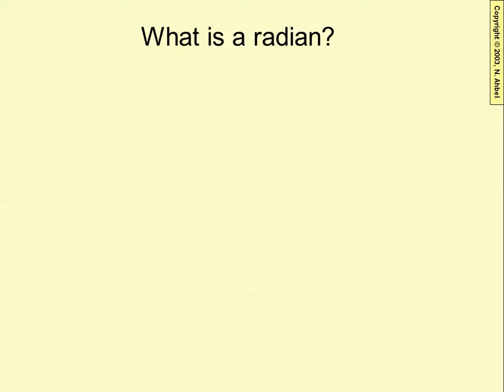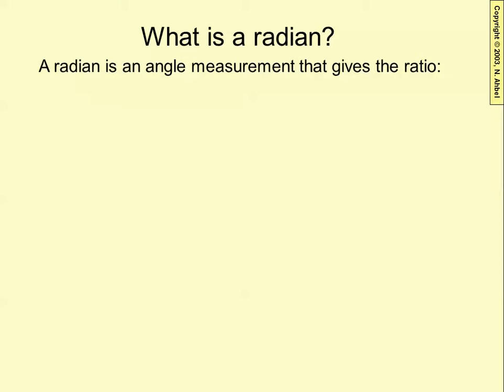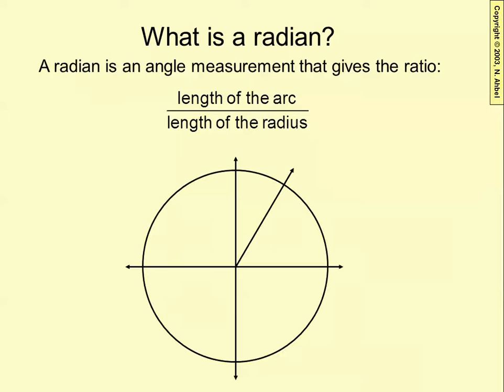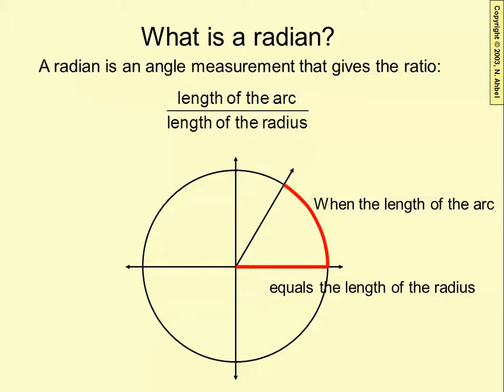What is a radian? So by definition, a radian is an angle measure that gives the following ratio: the length of the arc divided by the length of the radius. So when the length of the arc equals the length of the radius, the angle has a measure of 1 radian. We often use the Greek letter theta to represent the angle.